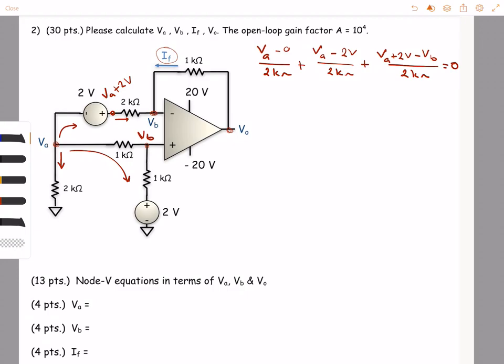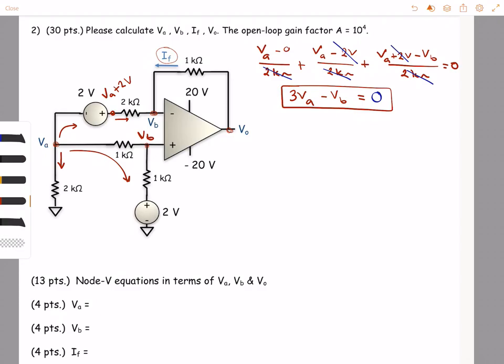The denominators are the same, so they can be cancelled out. From this equation, we get 3VA minus VB equals, this is minus 2 plus 2, equals 0. That's one equation that we have.